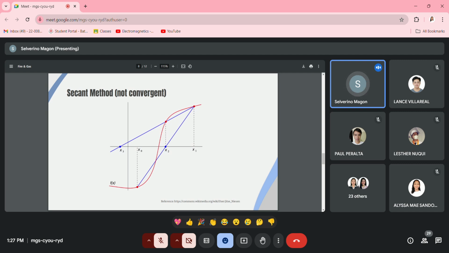But what you can notice is that in this case, instead of going into the desired solution, which should be here, we have arrived at a new solution which is further away from the actual solution, in comparison with x2. So this is the case where the secant method will not converge.